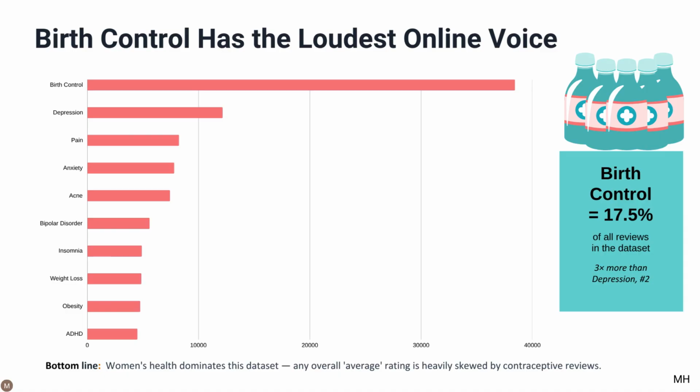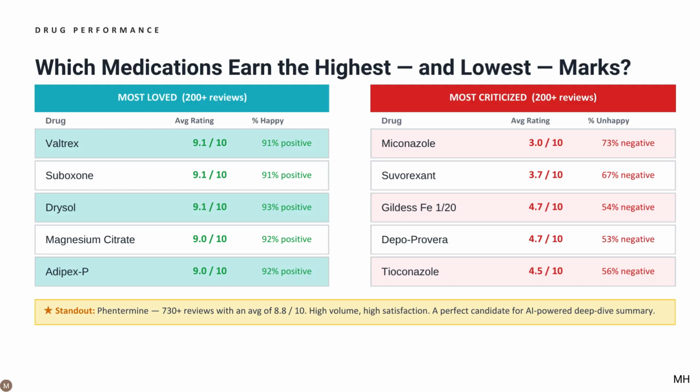If we look at the average ratings across the entire data set, we're really looking at a data set that is disproportionately shaped by contraceptive experiences. The key takeaway is that patient feedback should be analyzed within the context of the condition being treated rather than relying solely on overall averages. We've seen that patient experience can vary significantly depending on the conditions being treated.